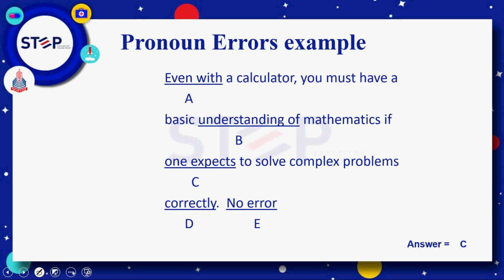Pronoun error examples. Even with a calculator you must have a basic understanding of mathematics if one expects. Now the problem is over here we use the pronoun you, so we have to carry the same stream along. One is a different pronoun, it doesn't align with you, so you expect to solve complex problems. So you expect should be here.